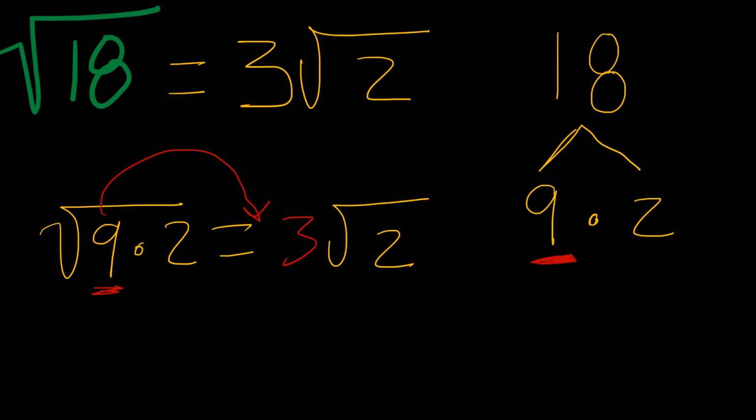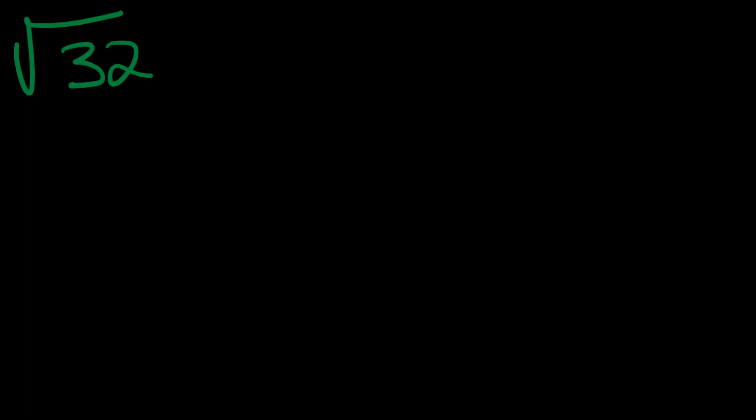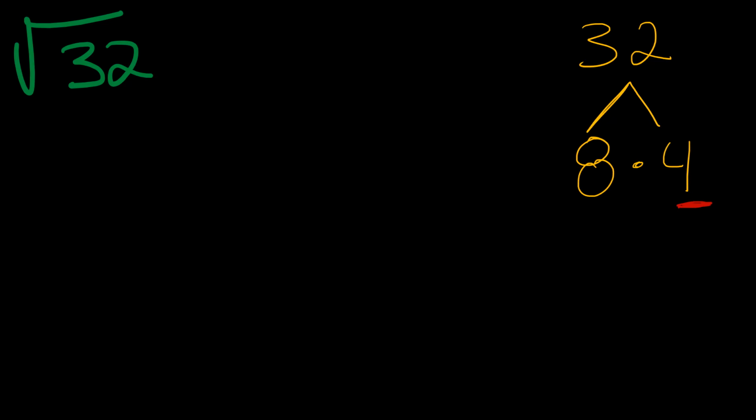Let's do another problem. So in this problem, we have the square root of 32. So what we're going to do is break it down via factor tree. We have the 32, right? So what two numbers multiplied together give you 32? And you can say 8 and 4. Well, 4 is a perfect square, so I'm going to leave it as is, right? And now we just have 8. So 8 can be further broken down into 4 times 2.